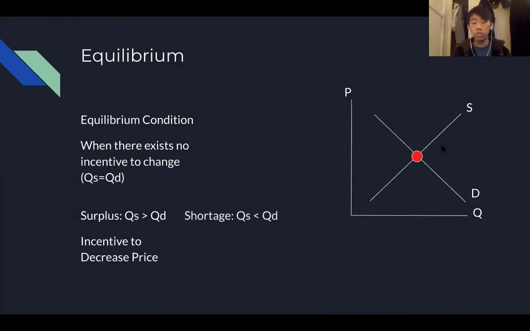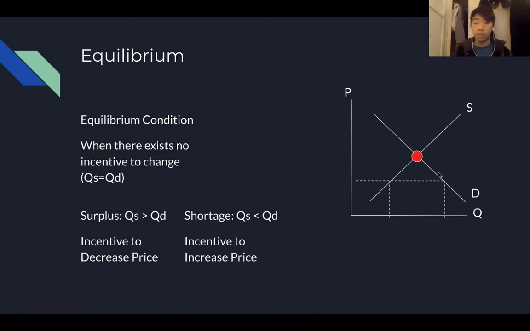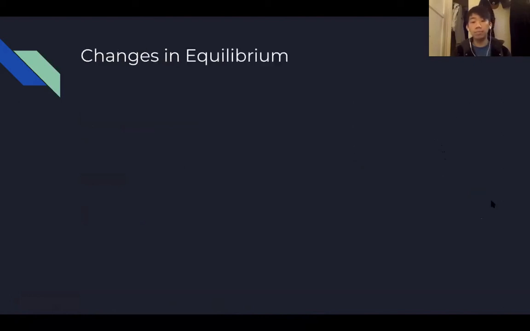Next, we have a shortage. Quantity supplied is less than quantity demanded. Notice that there's an incentive to increase the price. In our current events, you notice how certain products are more and more expensive. That's because there's a shortage, and so there's an incentive to increase the price because the quantity demanded is greater than the quantity supplied.